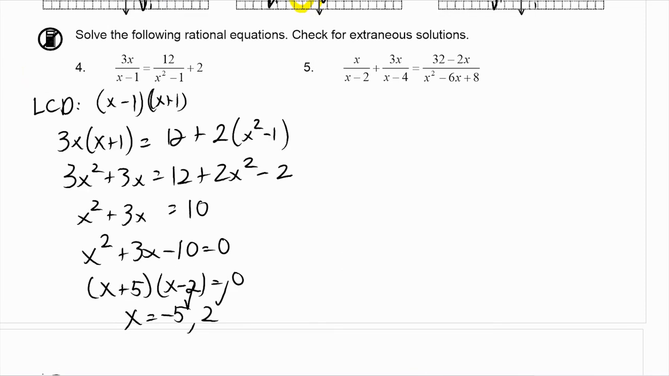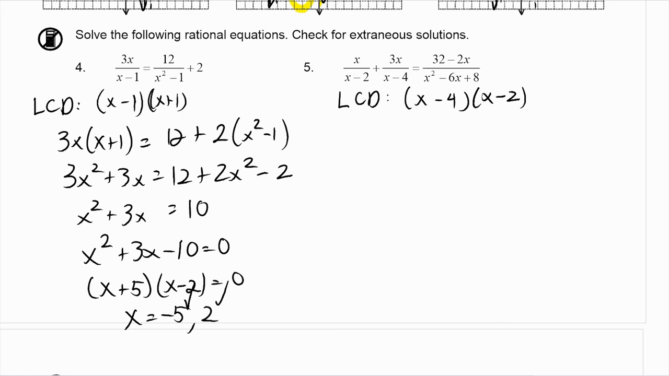Alright, so let's work on the last problem. Yet again, let's try and find out our LCD. I can see that we have this x minus 2, x minus 4, and x squared minus 6x plus 8. And if I FOIL both of those two values together, I should get x squared minus 6x plus 8. So my LCD is going to be x minus 4 and x minus 2. Not necessarily in that order.